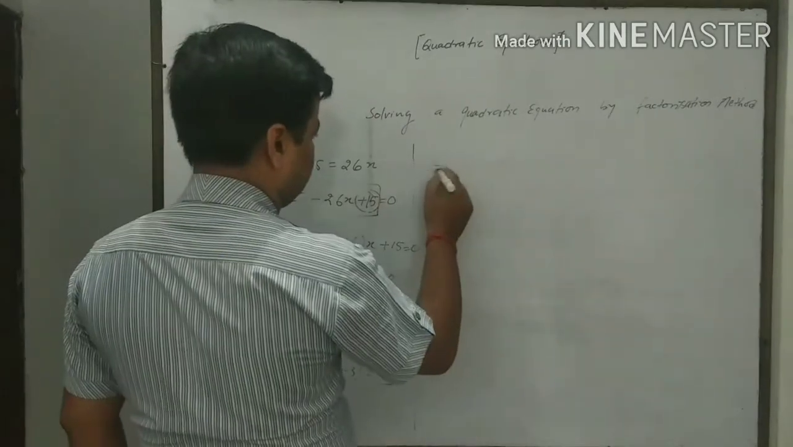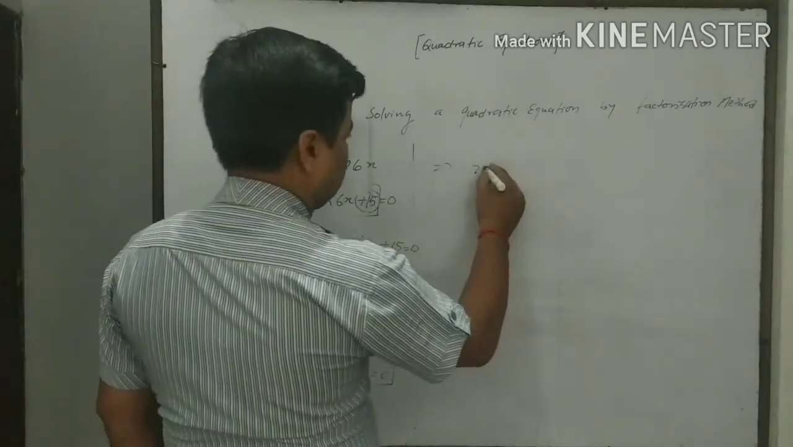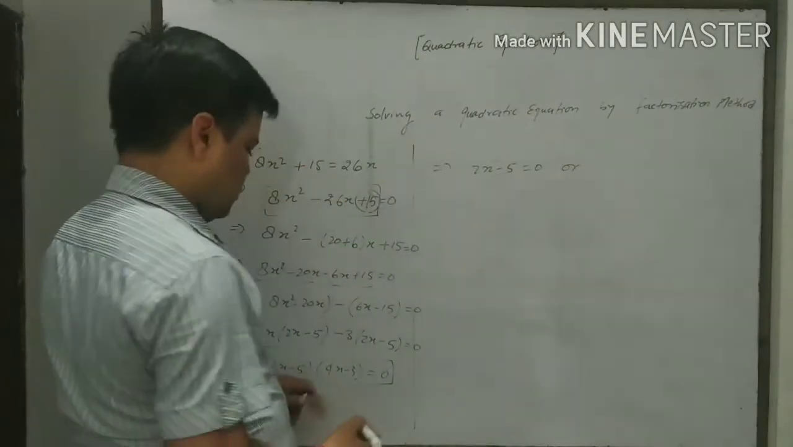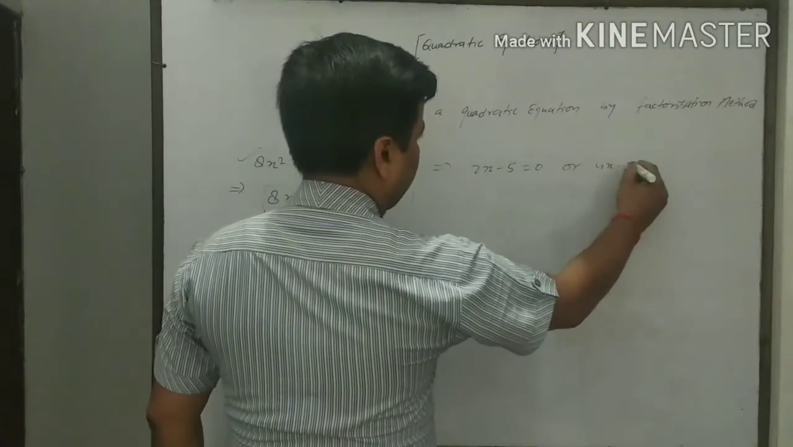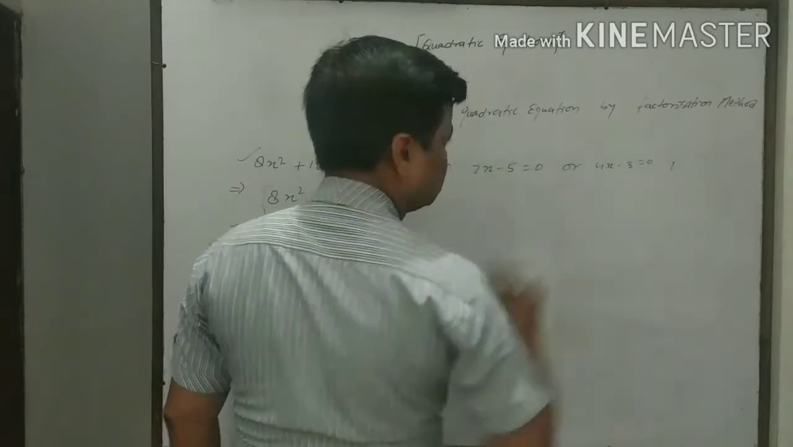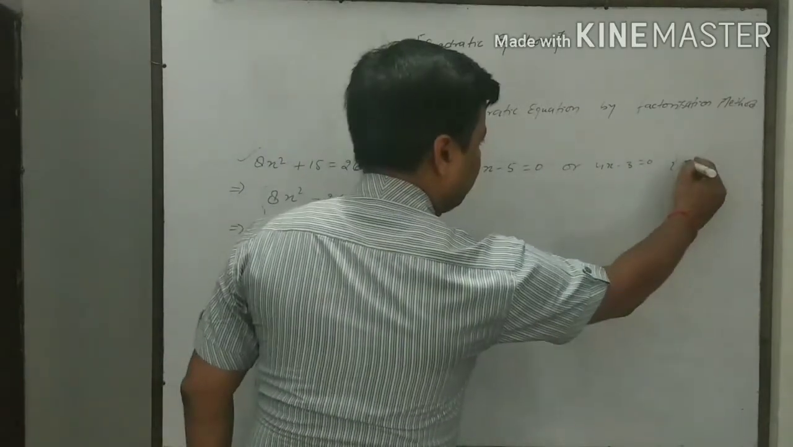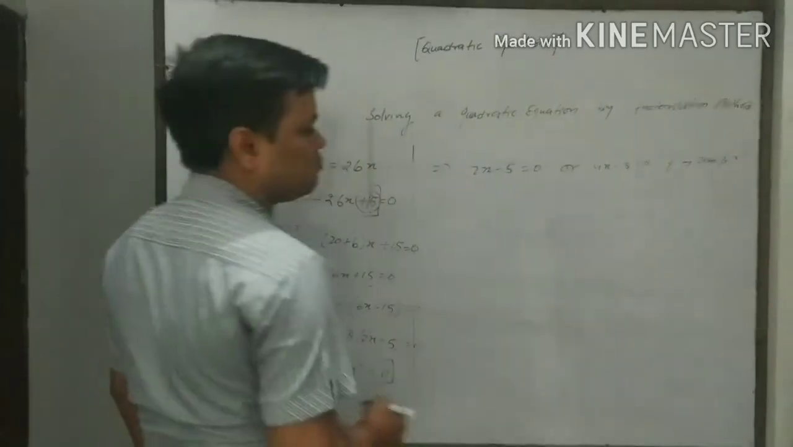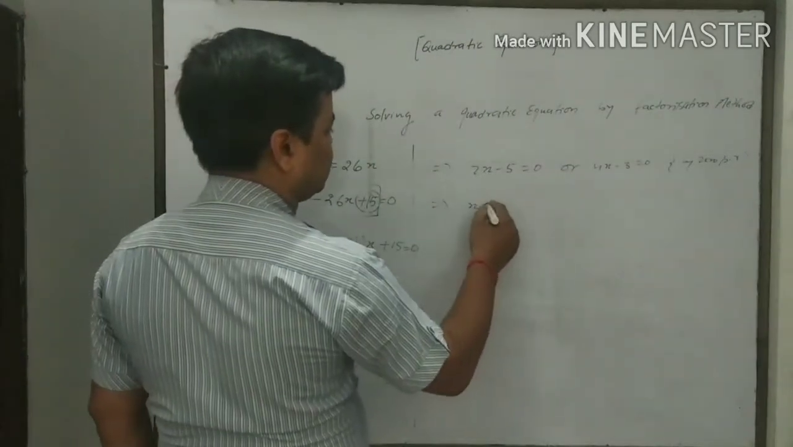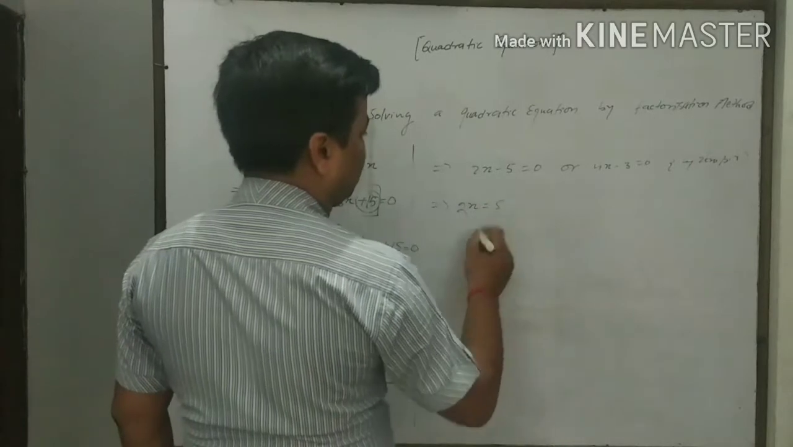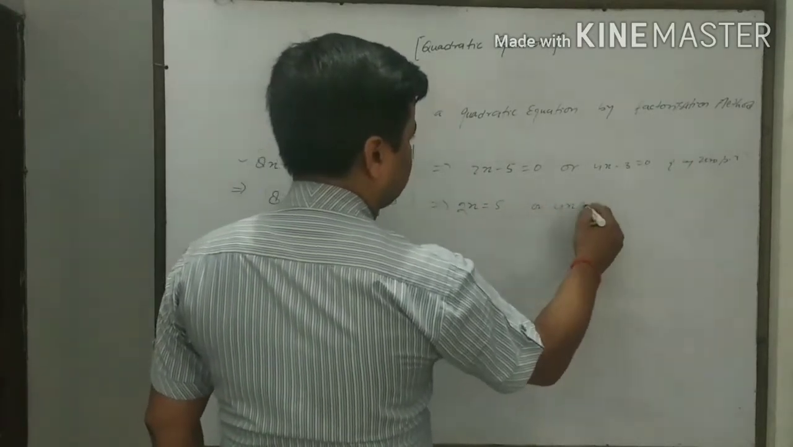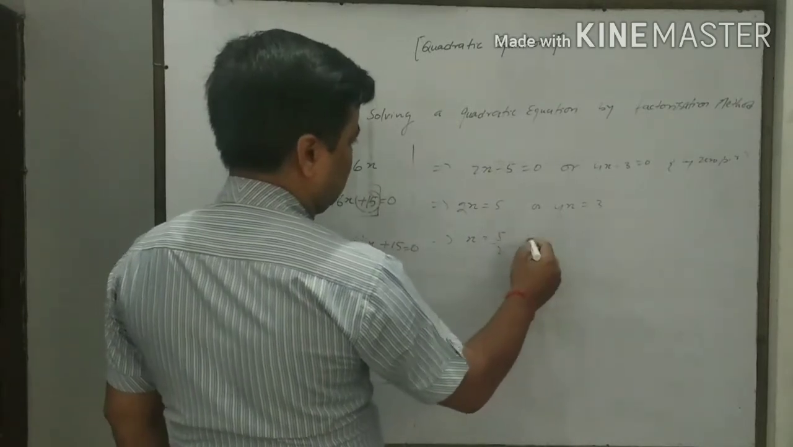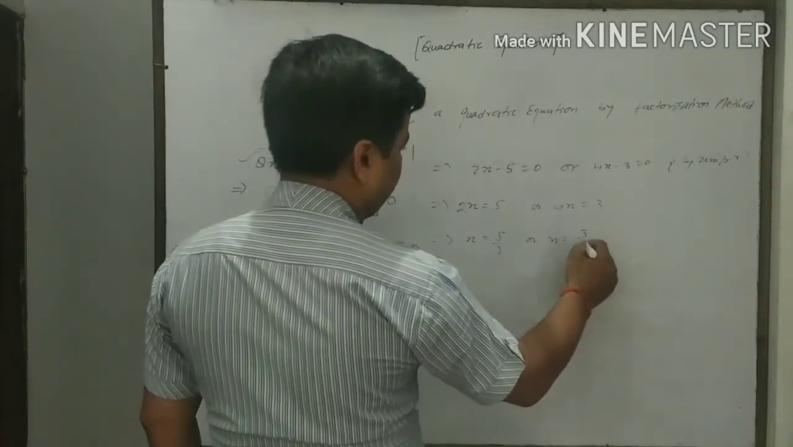This implies that 2x minus 5 is equal to 0 or 4x minus 3 is equal to 0. Why? By zero product rule. So this implies that 2x is equal to 5 or 4x is equal to 3. This implies that x is equal to 5 by 2 or x is equal to 3 by 4.